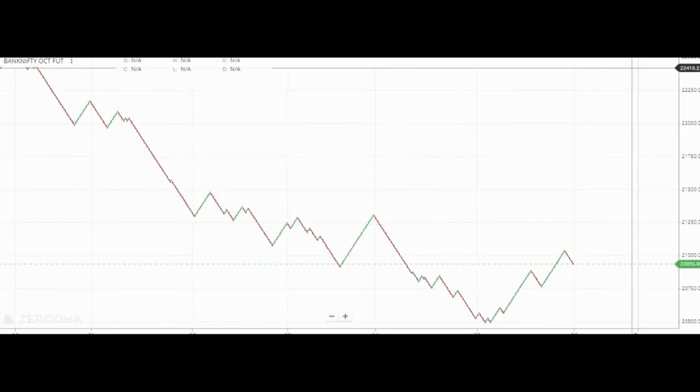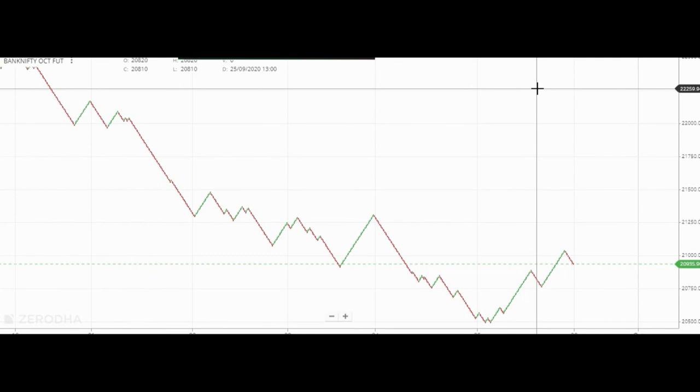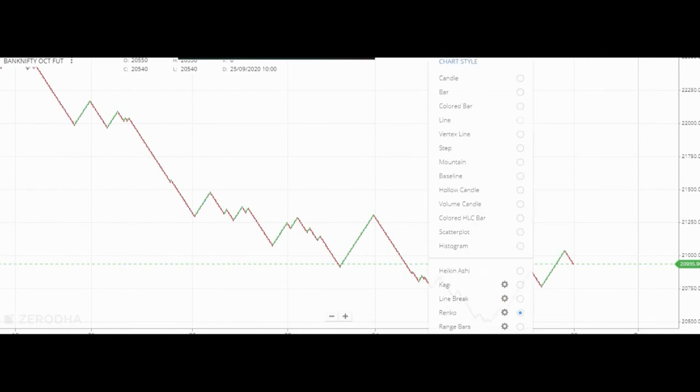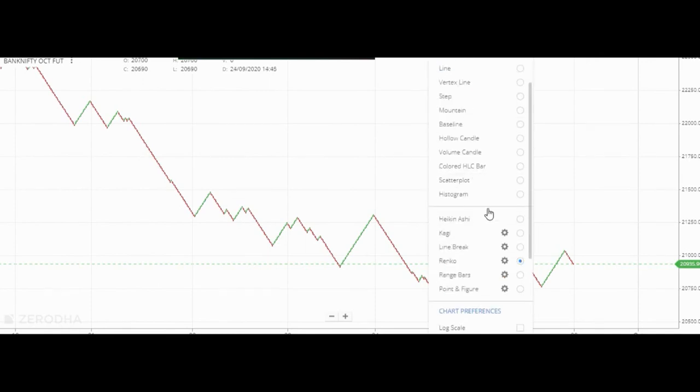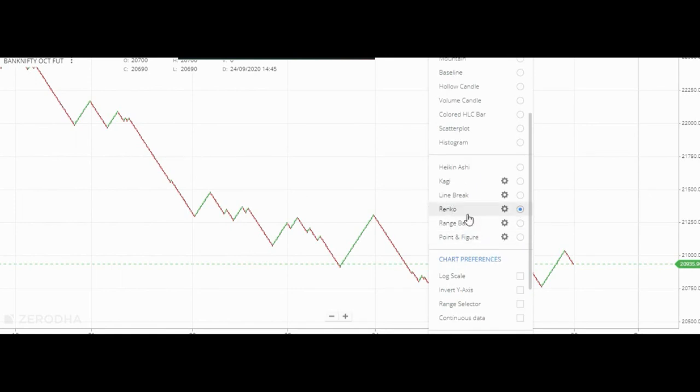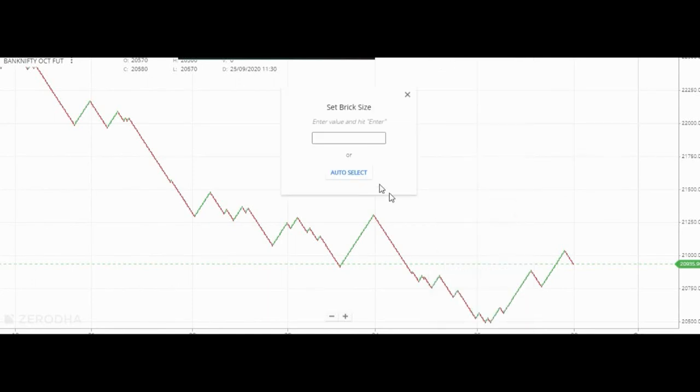Right. This is Renko chart. So this is Zerodha platform, and it will be same in Upstox platform also. Go to display. Here Renko, click on that settings button, take the value as 10. So for Bank Nifty I am taking the value as 10. This value depends on the individual stocks.